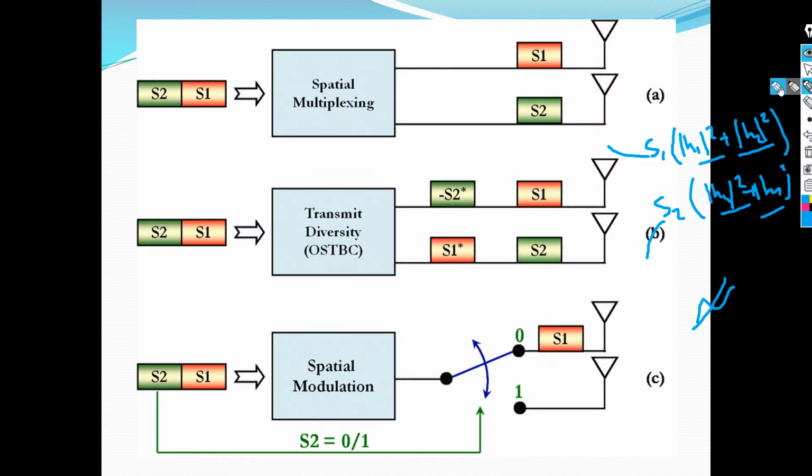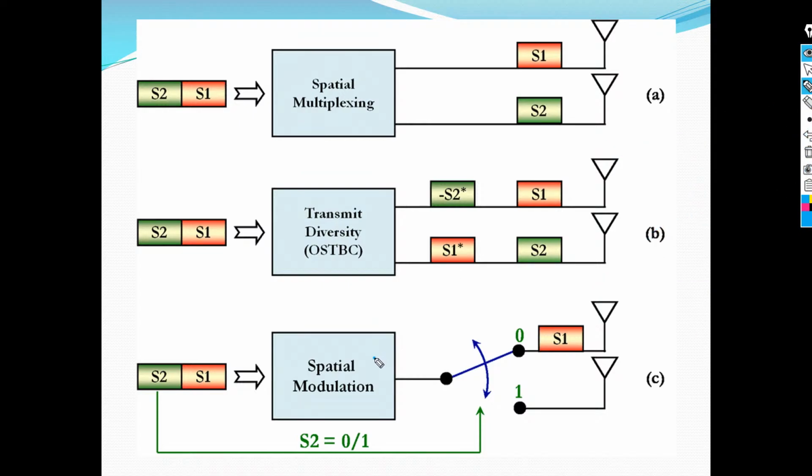Now, up until now, we discussed three cases. We discussed beamforming, spatial multiplexing, and transmit diversity. What else do we have? Now, let's think, what else do we have? We have another new type of MIMO transmission called spatial modulation.